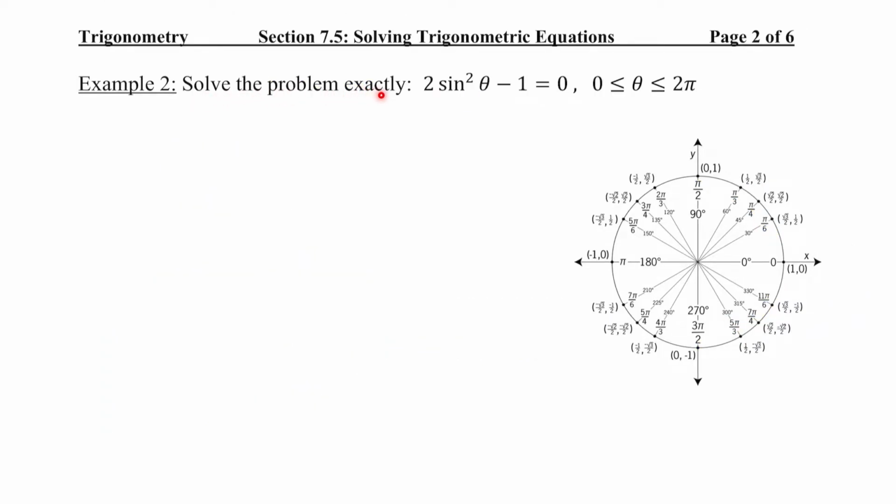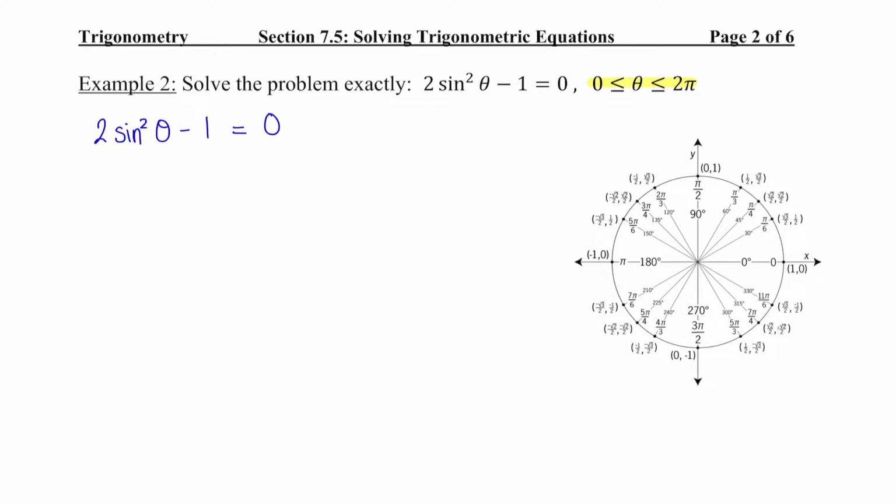Example 2. Solve the problem exactly. 2 times sine squared theta minus 1 equals 0. Theta is in between 0 and 2 pi. In this question, they only want the answer in between 0 and 2 pi, which means from here all the way to here. They don't want you to keep rotating. And I'm supposed to solve for theta.